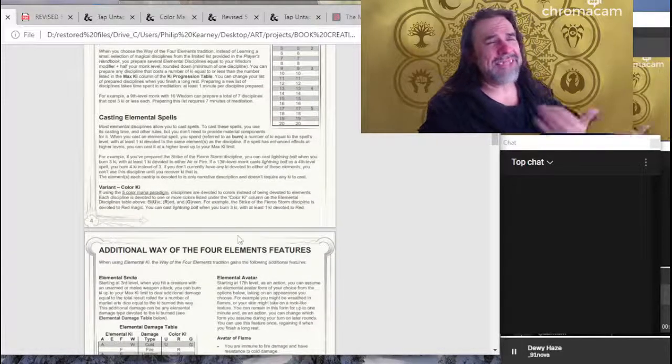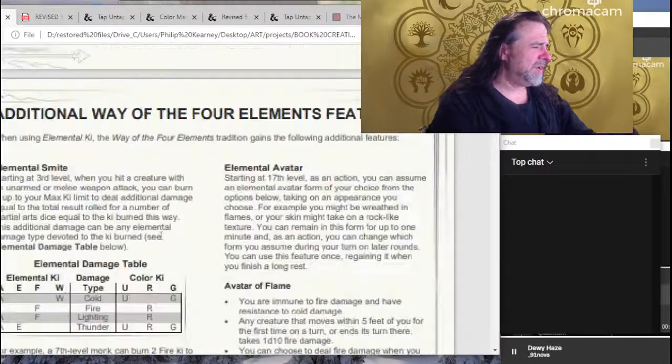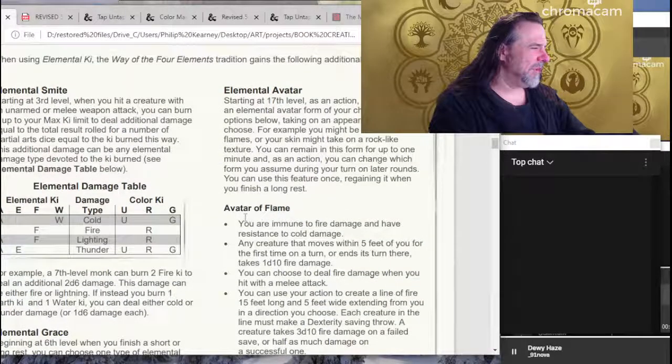But the damage types in D&D aren't water damage or air damage. They're thunder and lightning damage, cold damage. They don't track perfectly. But fortunately, we only have to look at 4 elements.